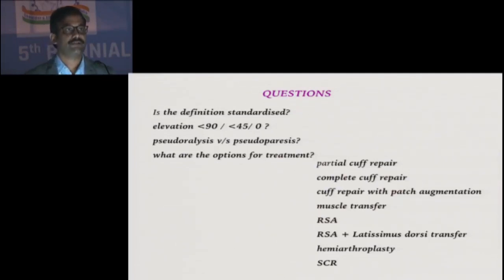Is the definition of pseudoparalysis standardized? Why elevation only of less than 90? Why not less than 45? Why not 0 degrees? And again, are pseudoparalysis and pseudoparesis equal or different? And what are the options for treatment?